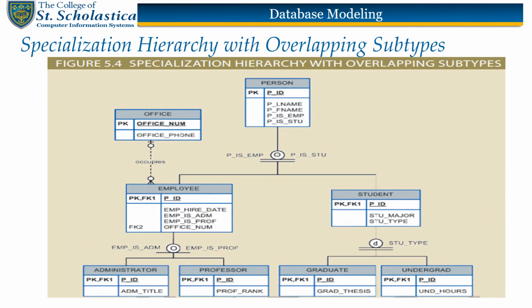Figure 5.4 illustrates overlapping subtypes with a letter O inside the category shape. An employee may be a professor as well as an administrator. Because an employee may also be a student, student and employee are overlapping subtypes of the supertype person, just as professor and administrator are overlapping subtypes of the supertype employee. It is common practice to show disjoint and overlapping symbols in the ERD.